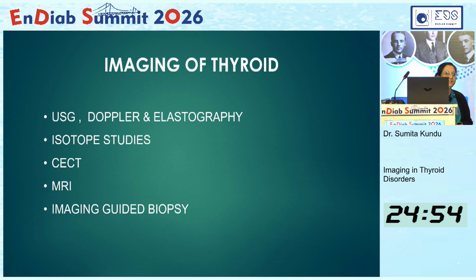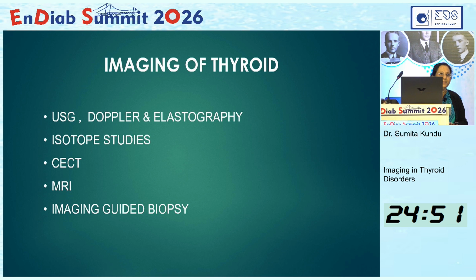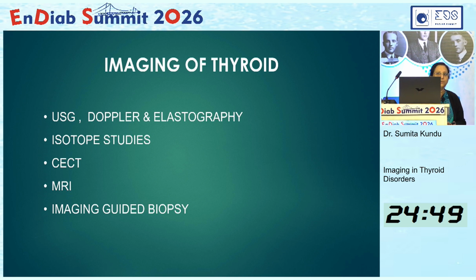There are various modalities, as we all know. Primarily, the most common one is ultrasonography, which can sometimes be topped up with Doppler and occasionally with ultrasonographic elastography. Then most important is isotope studies. Contrast enhanced CT and MRI can be helpful in certain scenarios, though they are not the primary investigation of choice. Imaging guided biopsies are used, and usually it is ultrasound guided biopsy which is done for evaluation of thyroid nodules.